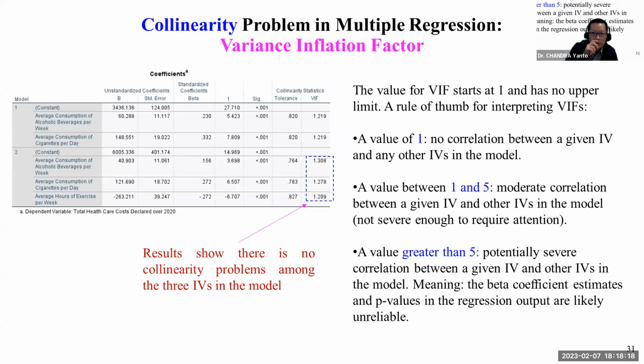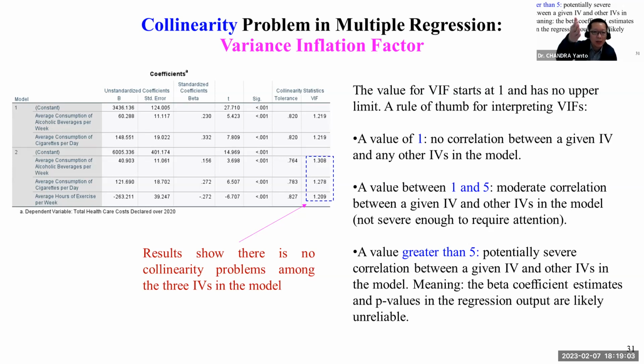collinearity. So the rule of thumb is look at the value of VIF. When it's greater than 5, it is considered potentially severe collinearity, multicollinearity. So it's dangerous. It means that the beta coefficient may not be reliable. The p-value may not be reliable. When it's between 1 and 5, that is moderate, but when it has a value of exactly 1, it means there's no correlation between the IV and other IVs. So actually, between 1 to 5 or 1 to 3 should be okay.